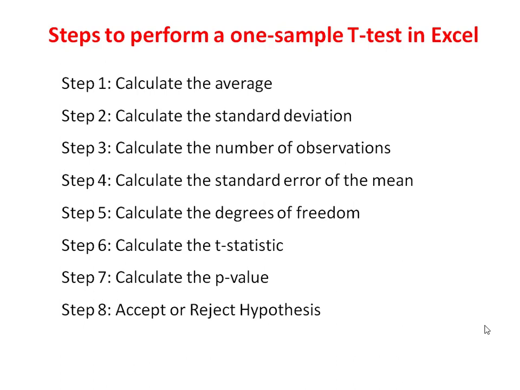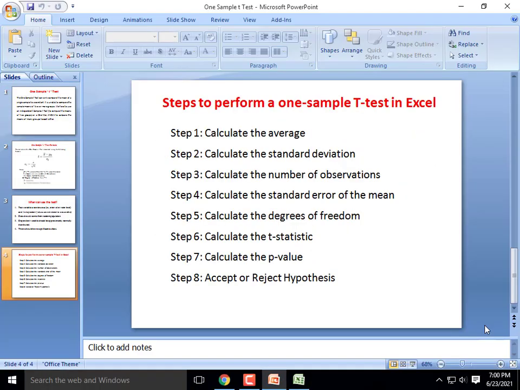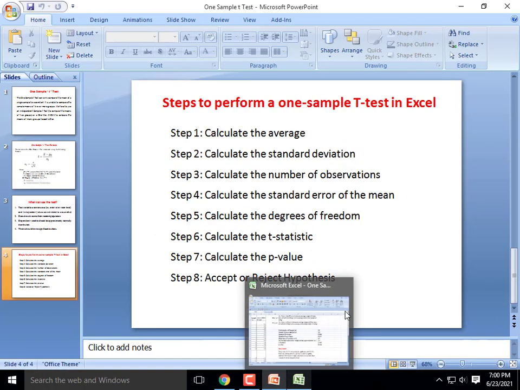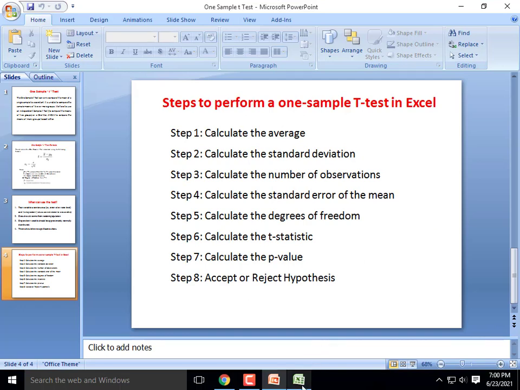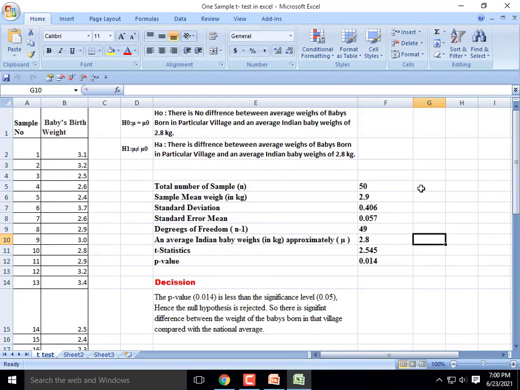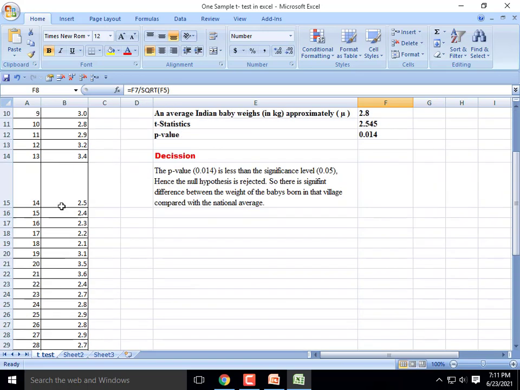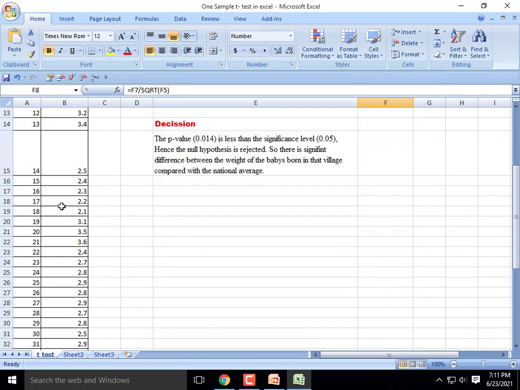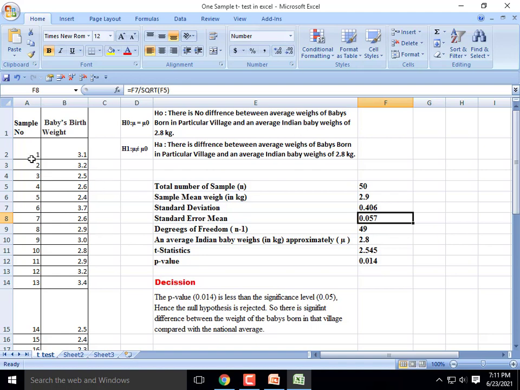Now we move to Excel. In that we can see how to calculate the t-statistic in Excel. So here we have 50 samples which are collected from a particular village, that is baby's birth weight of a particular village. Now we are going to calculate the t-statistic using this data.